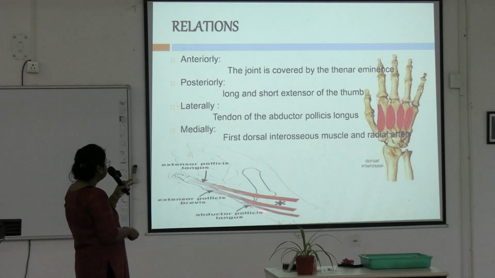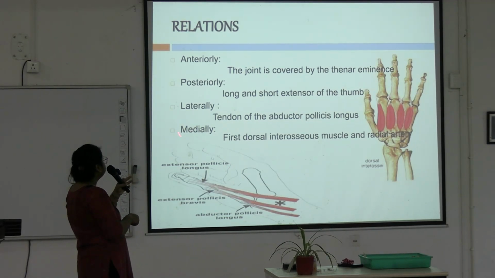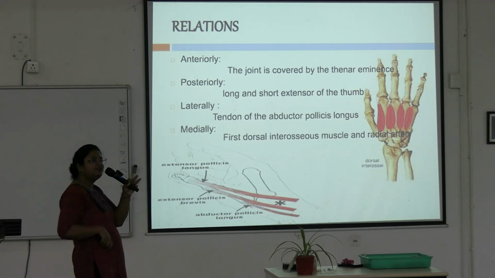Here you can see this is the joint area. So here laterally lies the abductor pollicis longus, and posteriorly lying this extensor pollicis longus and extensor pollicis brevis, and medially first dorsal interosseous muscle and radial artery. See, this is first dorsal interosseous muscle and radial artery will lie in relations.